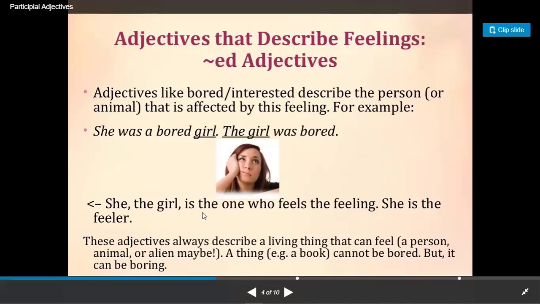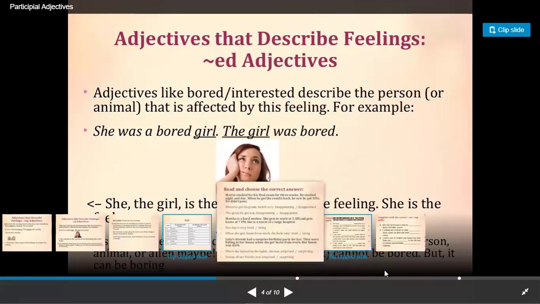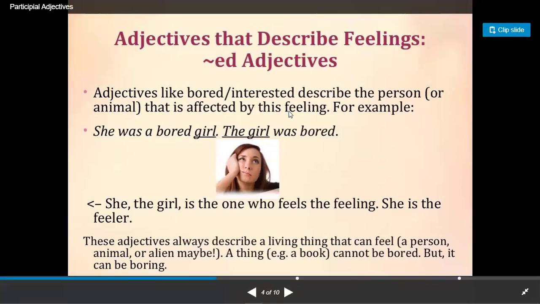Okay, she, the girl, is the one who feels the feeling. She is the feeler. So I think this is very clear to you now. These adjectives always describe a living thing that can feel: a person, an animal, or an alien, maybe. So a thing, for example a book, cannot be bored. But it can be boring.